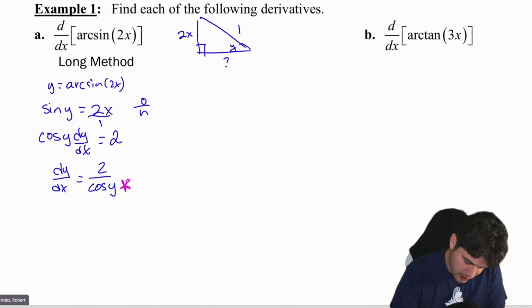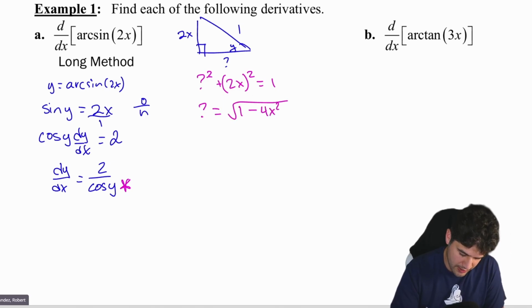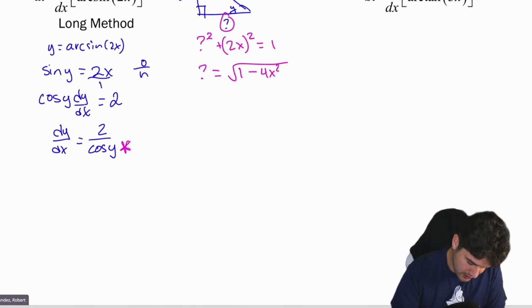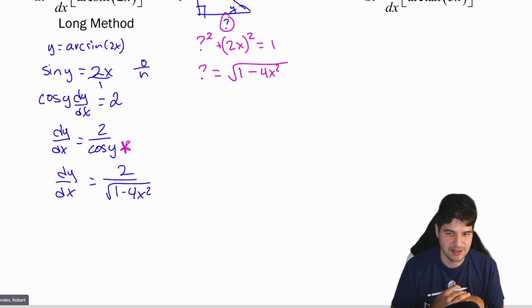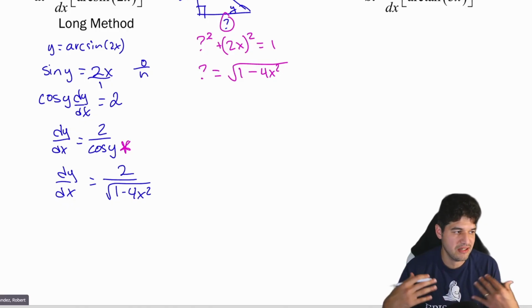All right, so we know that our missing side squared plus 2x squared equals 1 squared. So to solve for the missing side, our missing side is just going to be the square root of 1 minus 4x squared. So cosine of y is our adjacent side, so our question mark side over 1. So dy dx is equal to 2 over the square root of 1 minus 4x squared. And it's the long method, right? But it's super intuitive and you can derive these very, very quickly.